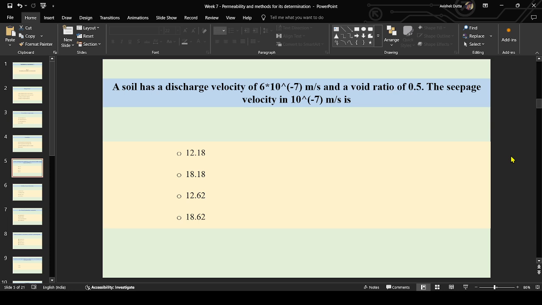first option 12.18, second option 18.18, third option 12.62, last option 18.62.